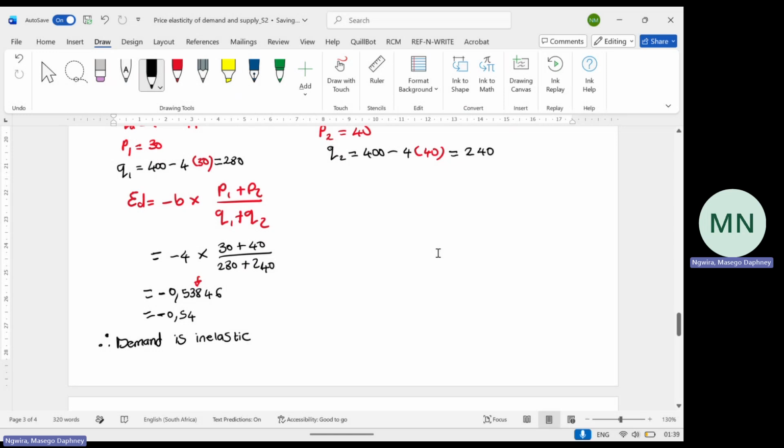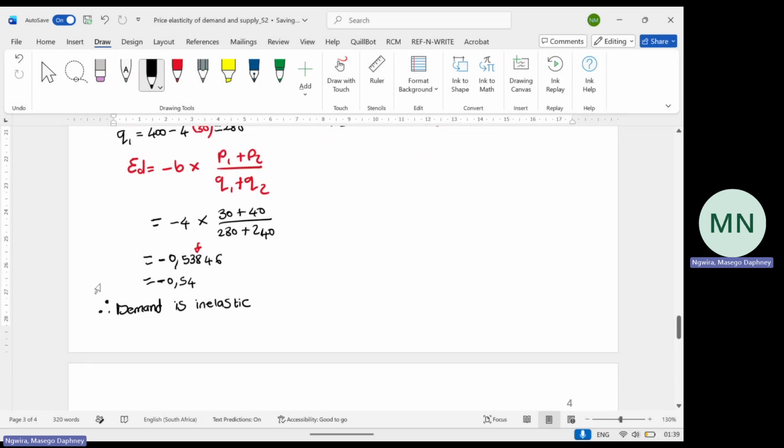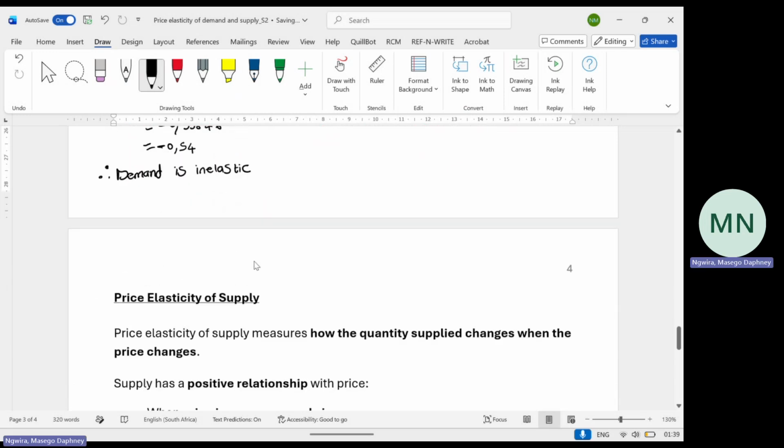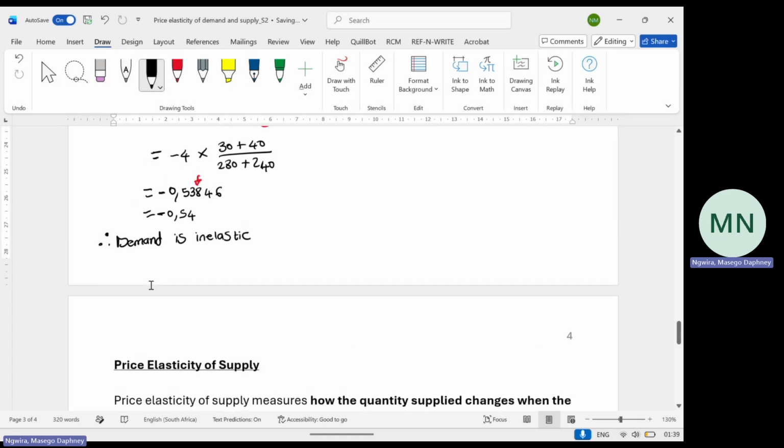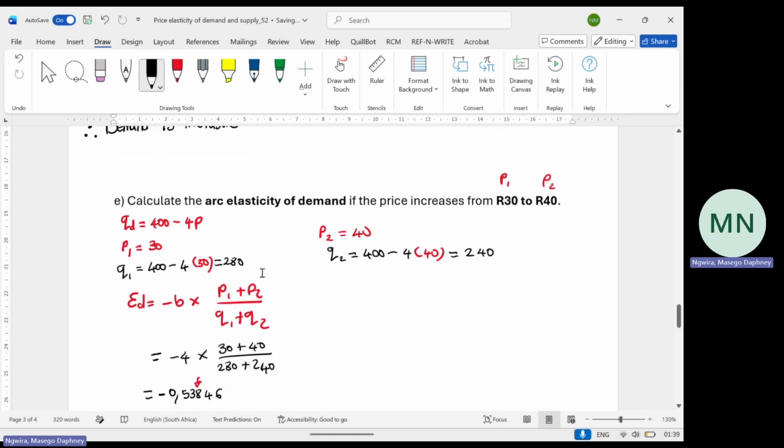All right. So it's less than negative 1 in magnitude. And then, okay, so this is how we do the arc price elasticity of demand.